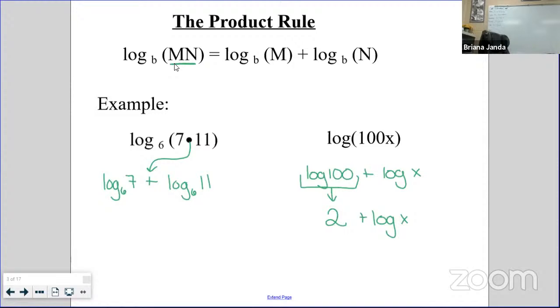Questions? So when we can't simplify, log base 6 of 7 stays as is because we can't evaluate that with our current tools. But this is one that we can do mentally, so we would simplify all of those.